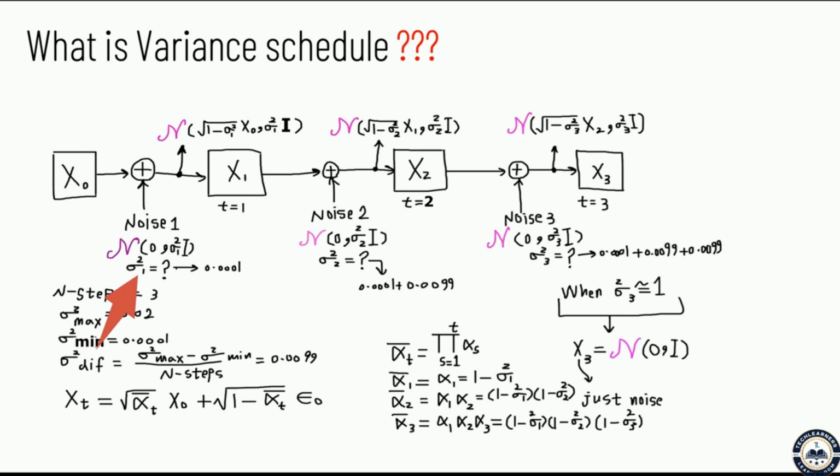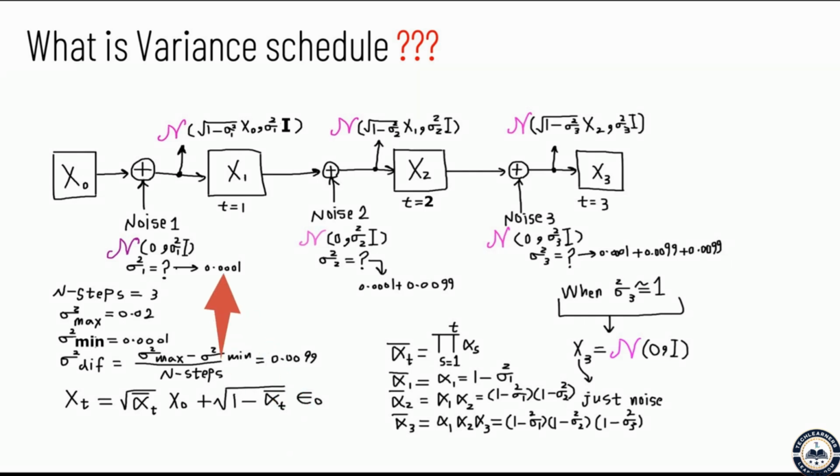Let's say firstly, the variance of noise 1 is a very small value, which is, let's say, 0.0001. And let's say that the maximum variance that we want is 0.02, and the minimum variance is 0.0001. So we will compute the difference between these two things, and we will divide the result by the number of steps, which is 3. The result will be 0.0099. This is the amount that we will add to the variance of the previous noise to get the variance of the noise that we will add at the current time step. We will call this amount the step size.